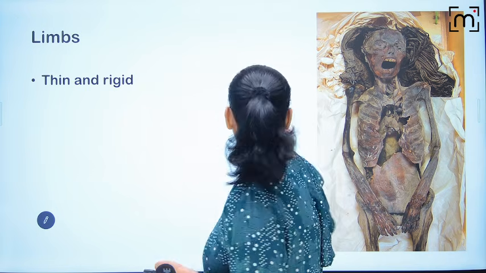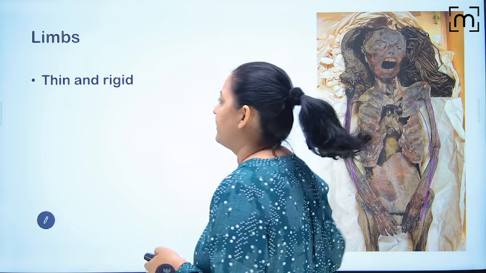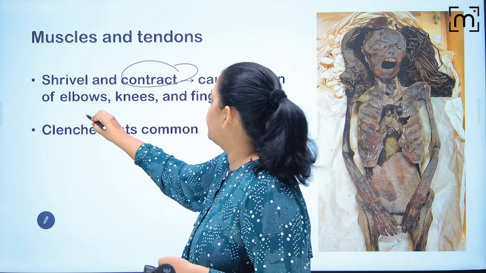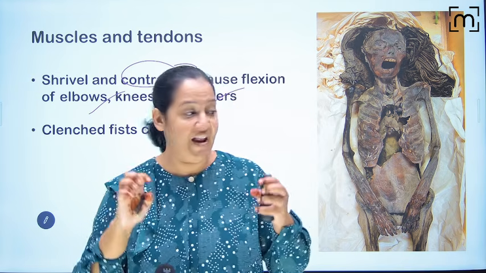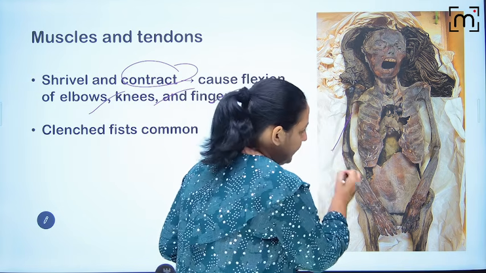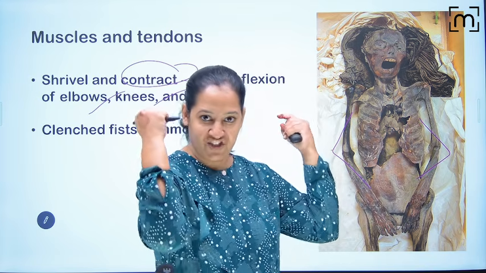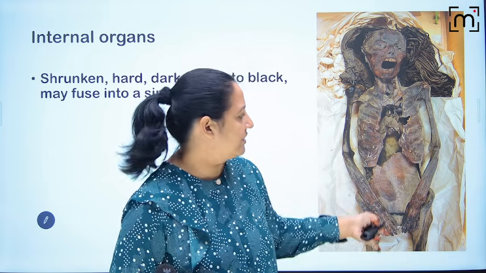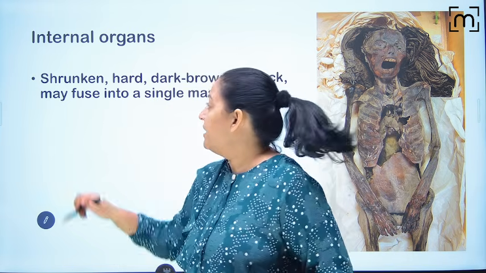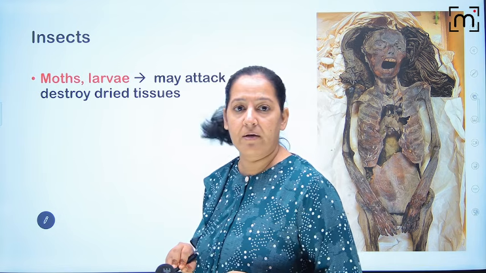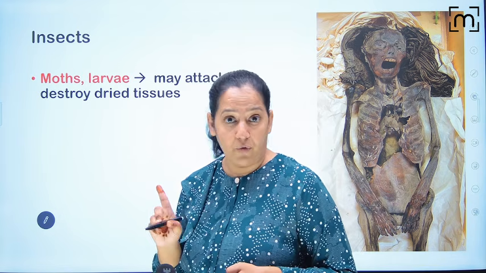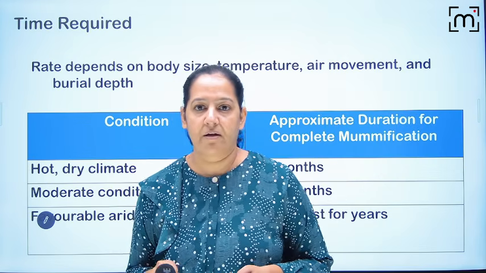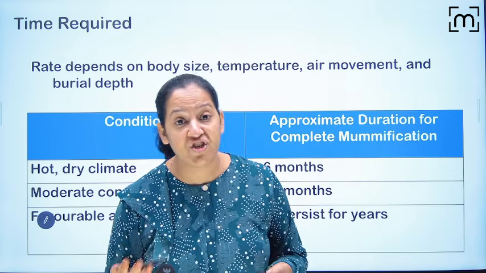Limbs are thin and rigid. You can appreciate the limbs. They are thin, they are rigid. Muscles are contracted. So usually elbows, knees, and fingers are flexed. It's not very visible here, but the elbows are flexed. Internal organs are shrunken, hard, and dark brown in color. And regarding insects, there is no maggot. Maggots occur in putrefaction. Here moths and larvae can come in a mummified dead body.